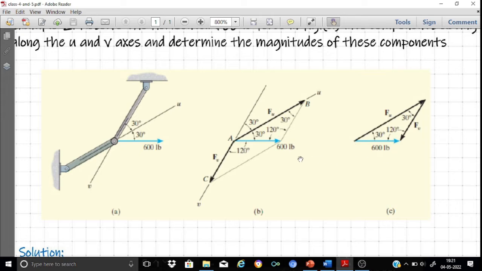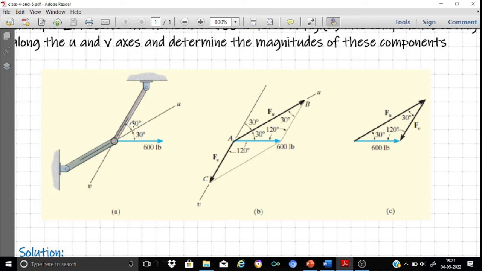So what we do is that first of all we draw our U axis. This is our U axis, okay, and as you can see that this is your V axis, and remember here the U and V axis, okay, the angle between them is very clear to us.